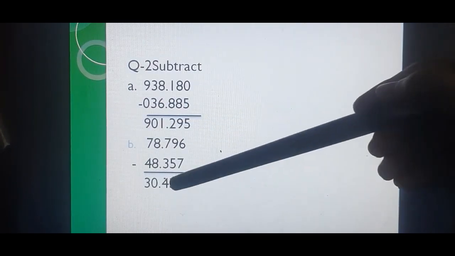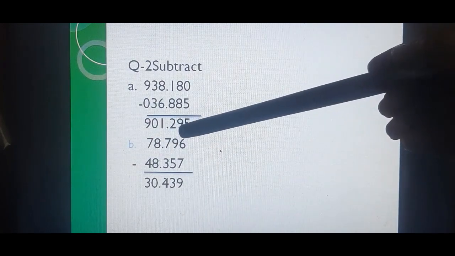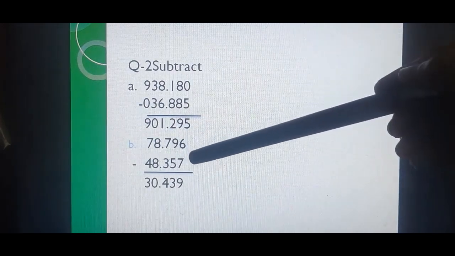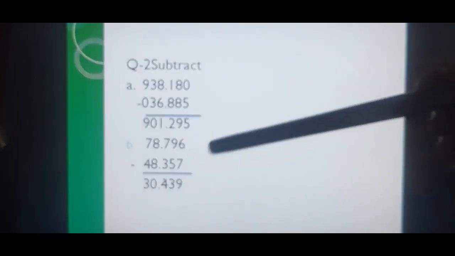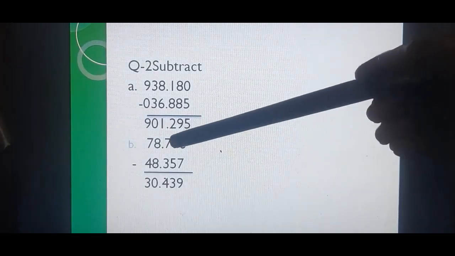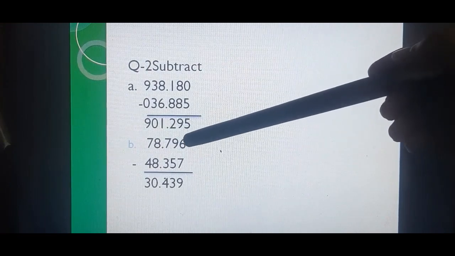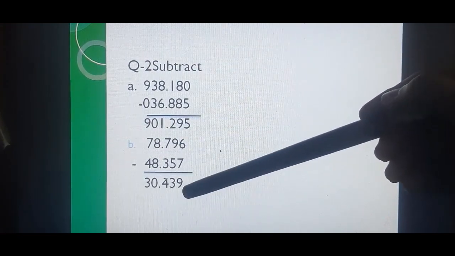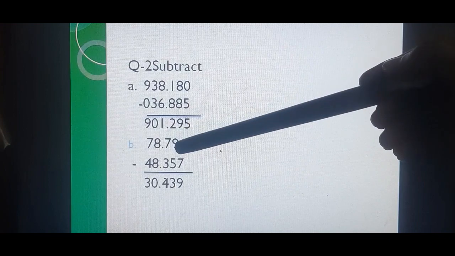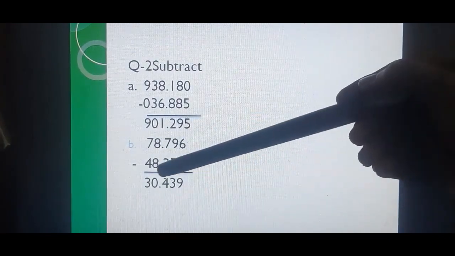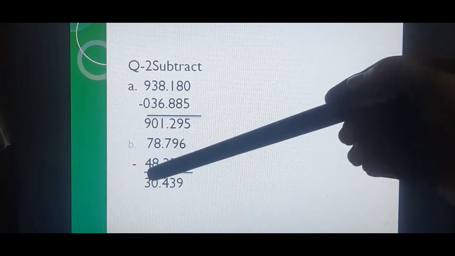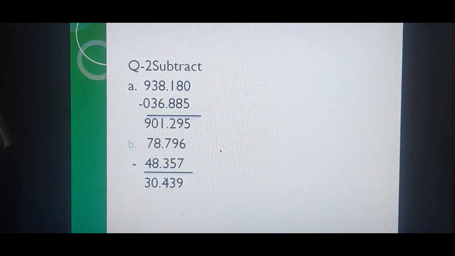B part, 78.796 minus 48.357. 6 minus 7, not possible. So, it will take borrow from 9. It will become 16. 16 minus 7, 9. 9 will become 8. 8 minus 5, 3. 7 minus 3, 4. 8 minus 8, 0. 7 minus 4, 3. So, your answer is 30.439.